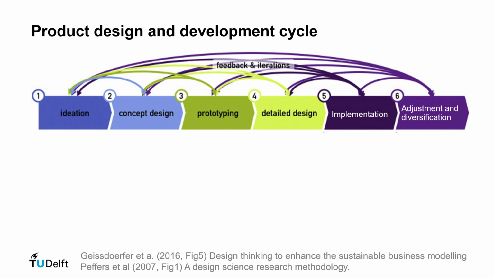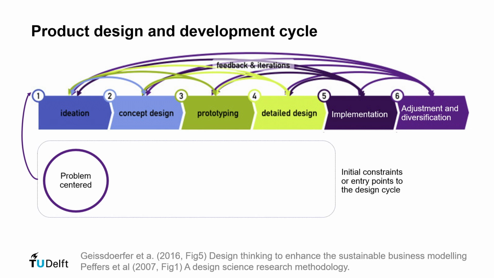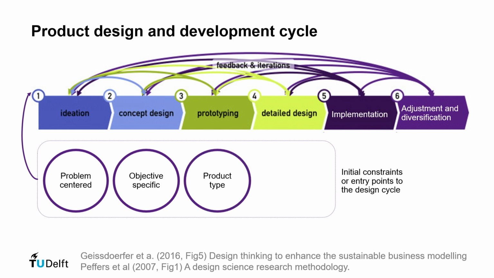While the product design generally starts from problem center, initial constraints or entry points to the design cycle may require to target already defined objectives, or in the process there might be a product type in mind due to, for example, the expertise of the design team or available products to diversify. In that case, an applicable context is explored.